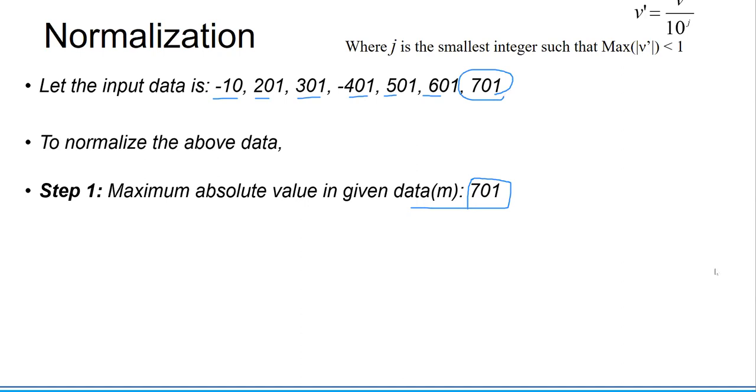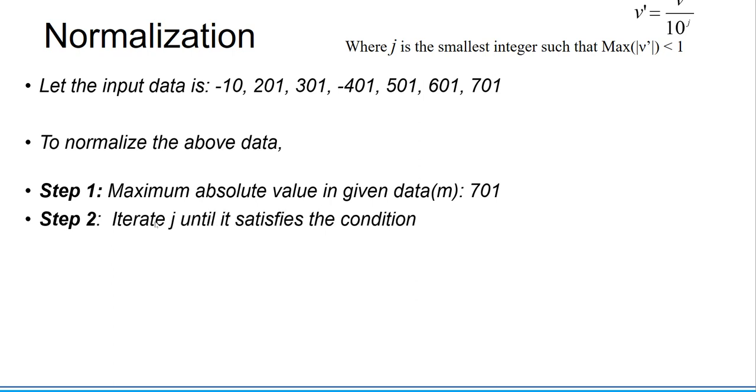We need to make it absolute first, like this minus 401, but 701 is still the highest one. And then we need to iterate J. We need to iterate J until it satisfies the condition. So what is the condition? The condition is that the maximum of p prime, with the absolute, will be less than 1.